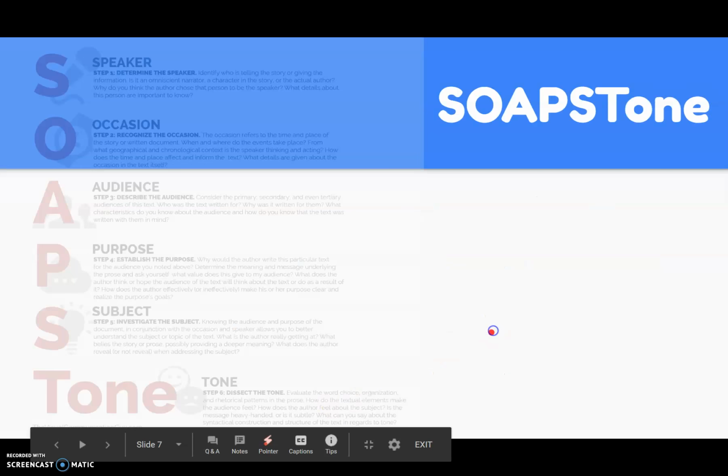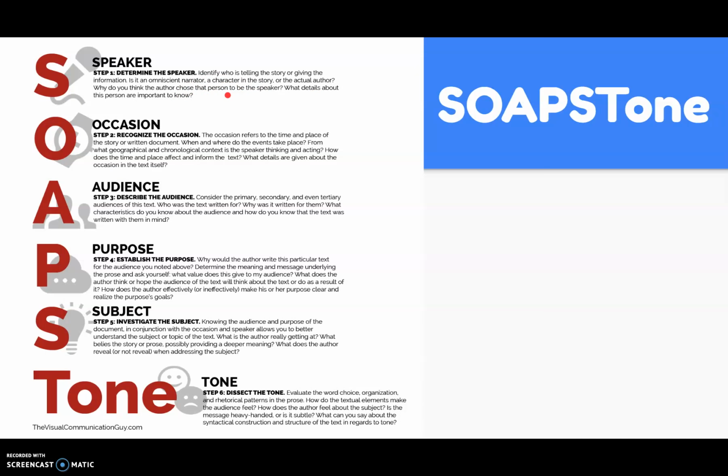So now, SOAPSTONE. This is another simple way, while reading your documents, to go through all the elements that I just went through. The SOAPSTONE acronym: speaker, occasion, audience, purpose, subject, and tone. While reading, keep all this in mind. Speaker: you're going to know who's speaking. Who is the author? What's their background? Right? What we just went over.